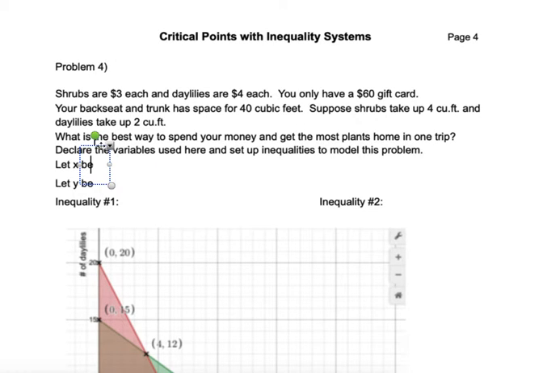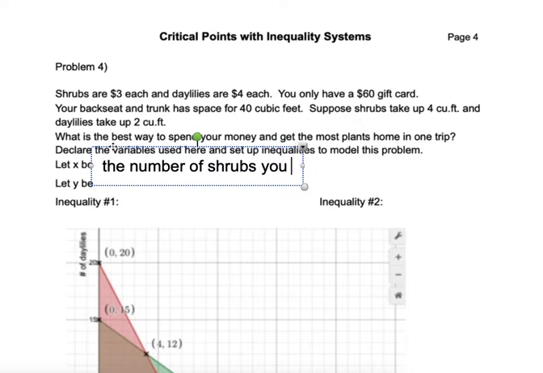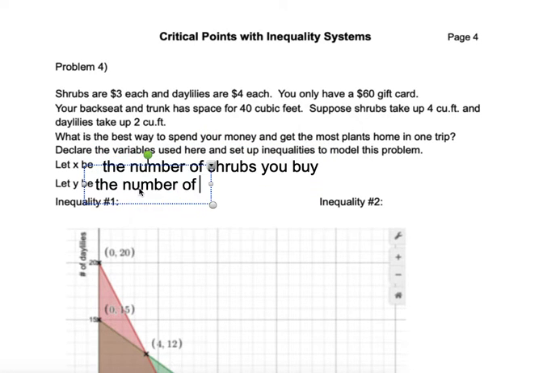So first thing, what are our variables that we're looking for? We have two variables. We're talking about the number of shrubs and daylilies. So let's let x be the number of shrubs you buy, and y is the number of daylilies you buy. So those are two variables that we're looking for.